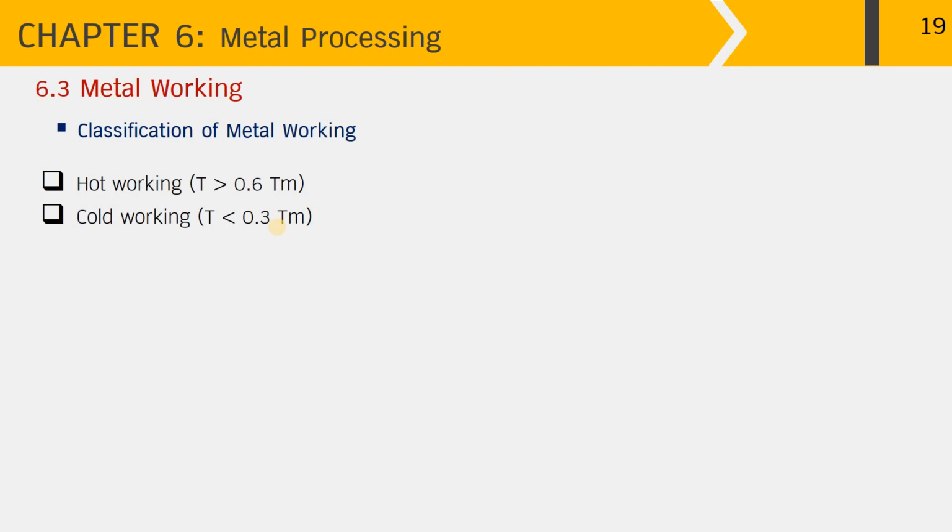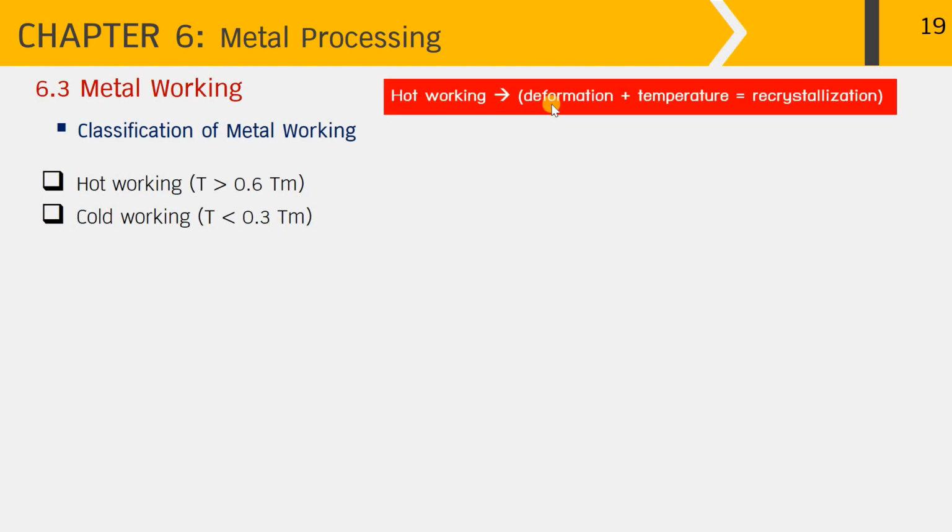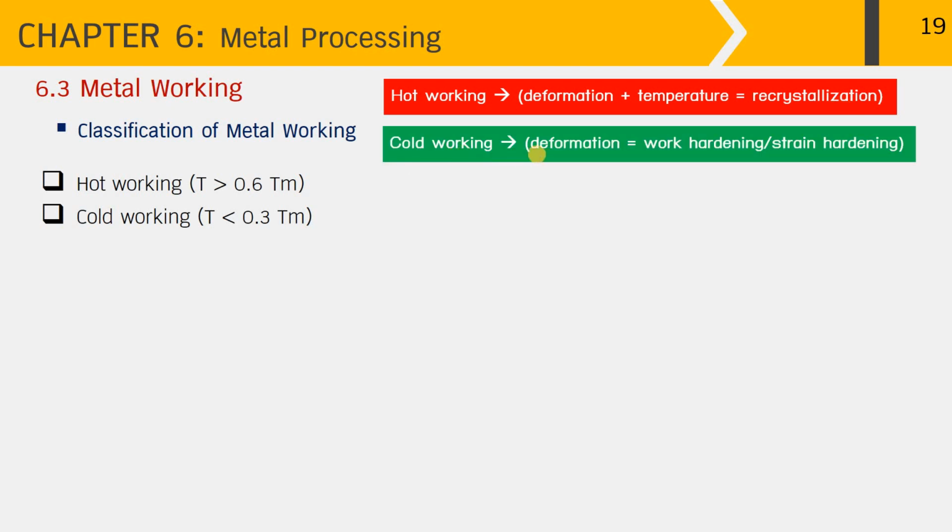So in hot working, we introduce deformation plus temperature, and as a result we will get recrystallization that will directly affect the metal microstructure and also its properties. And then for cold working, we introduce deformation at a temperature of less than 30% of the melting point, and so it will give work hardening or strain hardening. That means the metal will get stronger and harder.